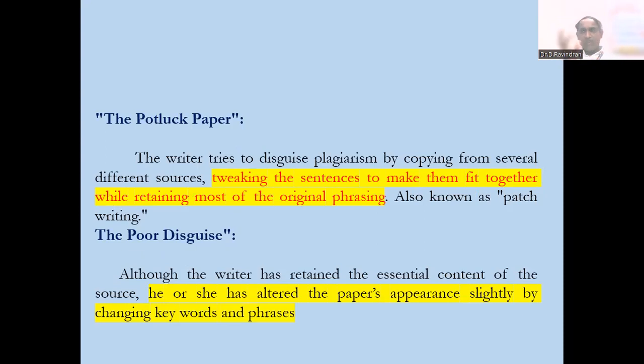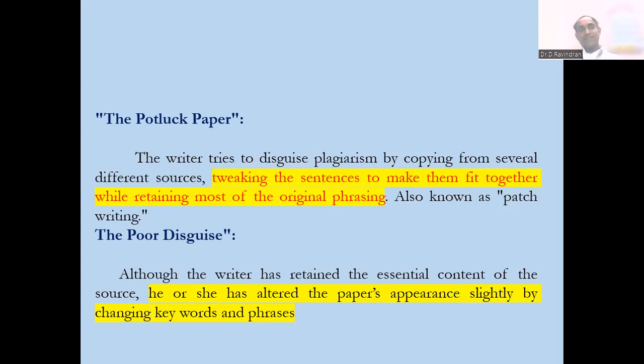So people are unable to find out, even when they are comparing the words. That we call paraphrasing. So that is also one of the ways. Poor disguises alter the paper's appearance slightly by changing keywords. So, for example, if you have written an article and use Turnitin, it will highlight which keywords are showing more plagiarism.